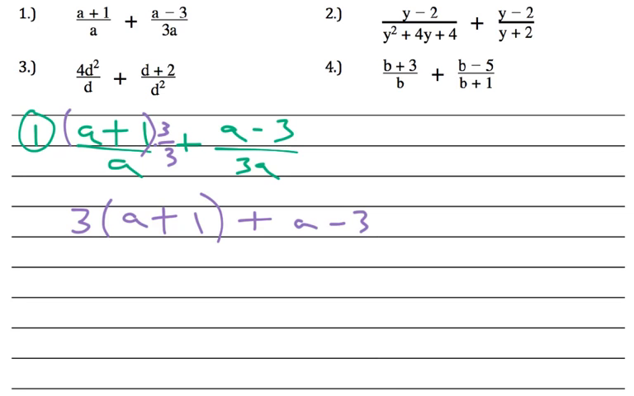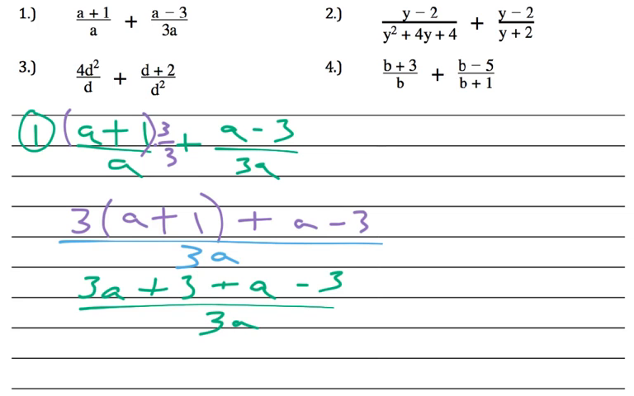But in this step, by doing this, I am able to put everything together in 3a. And I didn't distribute because sometimes that's a little bit of a time saver, but nothing really cancels out here, so it would have been okay to take care of that in the first step. So here's 3a plus 3, as I distribute it out, plus a minus 3, all still over 3a.